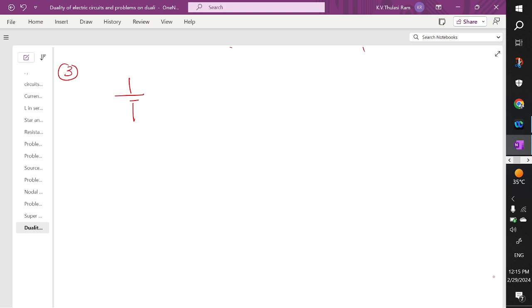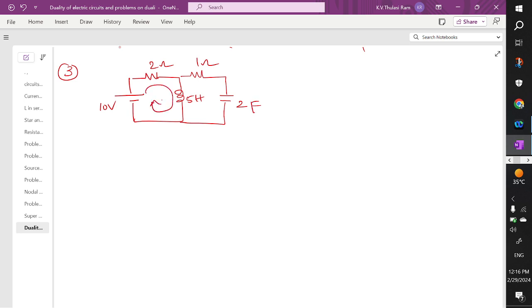So there is a voltage source, and you have a resistance, and you have an inductance, and you have a resistance, and you have a capacitance. The values given here: this is 10 volts, this is 2 ohm, this is 5 henry, this is 1 ohm, this is 2 farad. So the currents are marked like this. This is loop I1, this is loop I2.